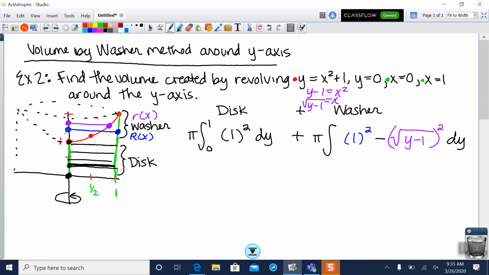What y values are we going in between here? Well, we're going from 1 to 2. And so now all we have to do is take those antiderivatives to get our answer. So I'm going to go ahead and pause here. You go ahead and calculate the answer, and then I'll show you my work.